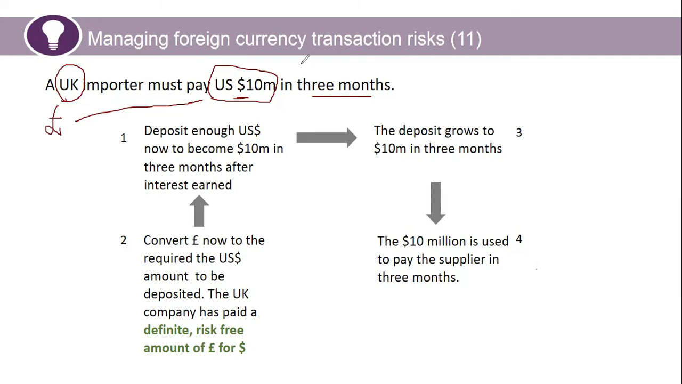So your way is to deposit enough US dollars now to become $10 million in 3 months after interest earned. Step 2: the deposit grows to $10 million in 3 months, and you pay your supplier. So you are converting pounds now to the required US amount to be deposited. Before you were taking out the loan, now it is the opposite. So you may again take out a loan in pounds, convert it into USD and put it into the bank.